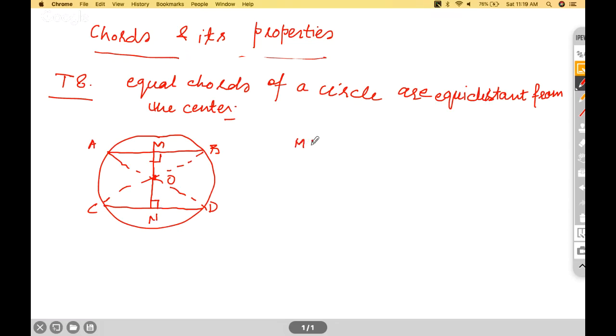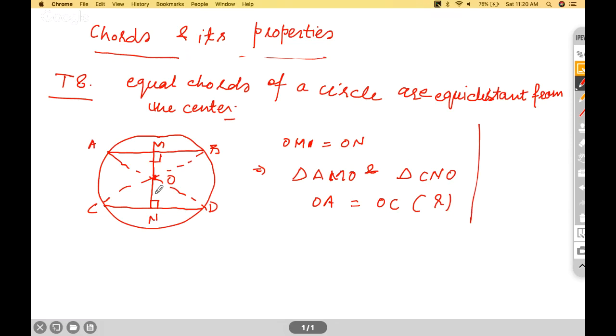I have to prove that OM is equal to ON. How I do it is that I will prove that triangle AMO and triangle CNO are congruent. So I know that OA is equal to OC because they are radii.